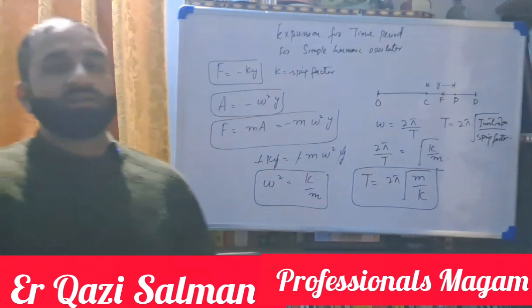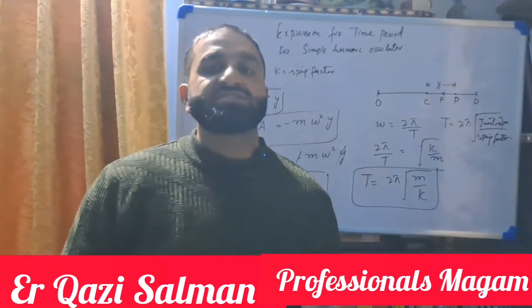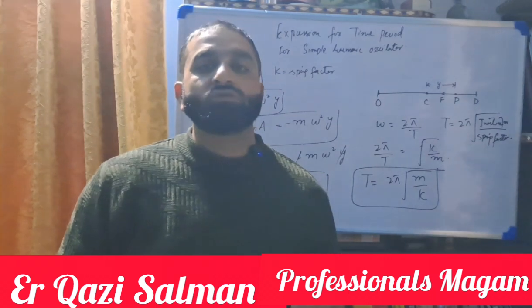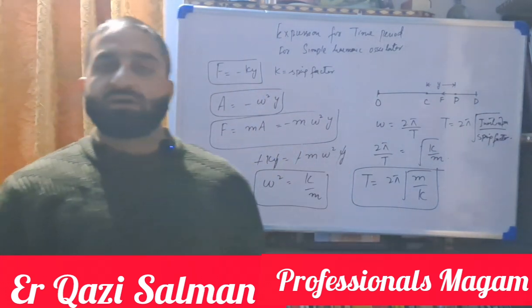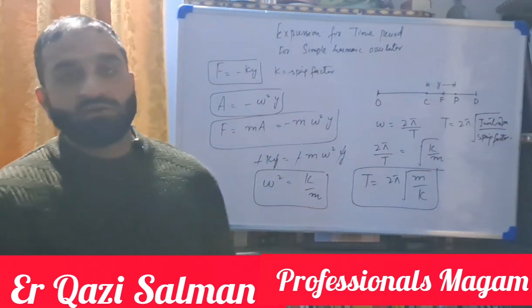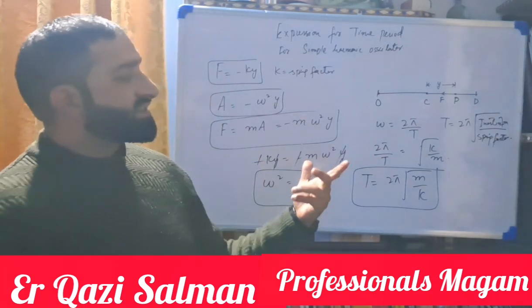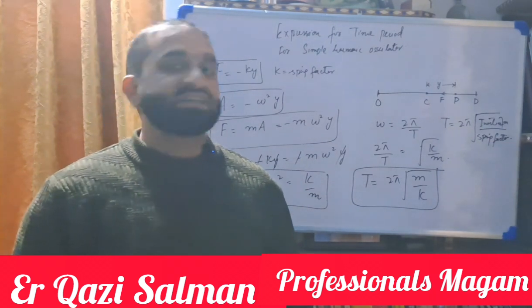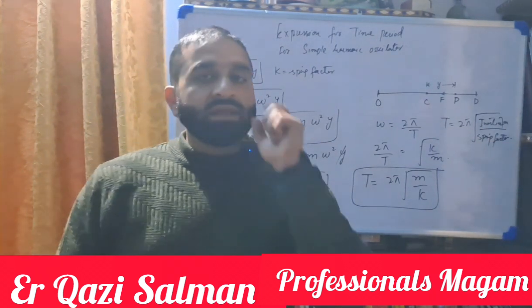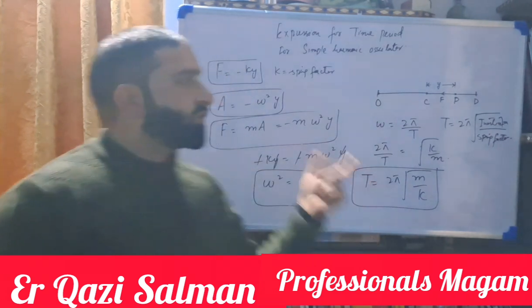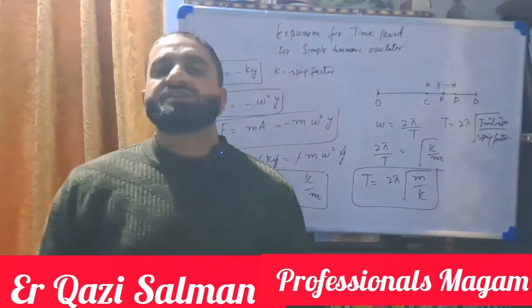So in case of linear simple harmonic oscillators, we have to look at what the spring factor is and what the inertia factor is. In case of angular simple harmonic oscillators, we also have to look at what the inertia factor is and what the spring factor is. In linear SHMs, the spring factor is force per unit displacement and the inertia factor is the mass of the body.